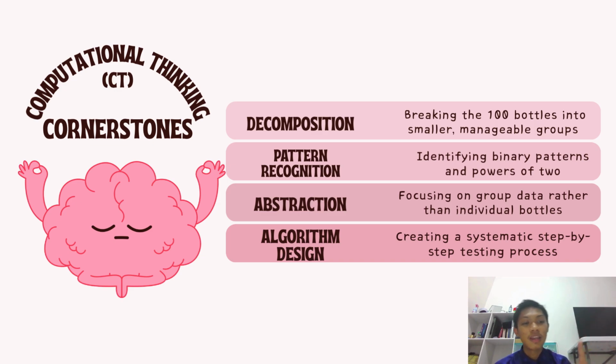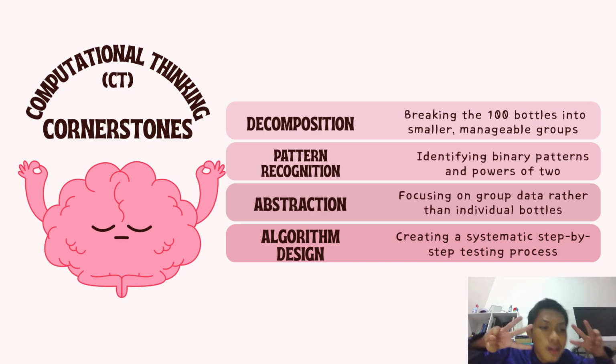The first cornerstone is decomposition. In the example, we break the large group of bottles into smaller tasks. The second cornerstone is pattern recognition, where we find trends or structure. In the example, we identify binary patterns and powers of two.